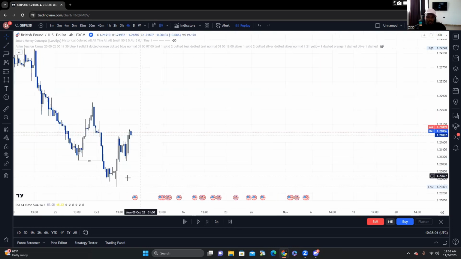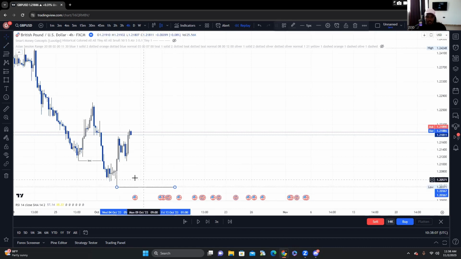Okay, so it has put in a new low here, right? So what are we expecting? We're expecting price to push this market and take out this low, possibly looking for an entry around here to take the price further down.